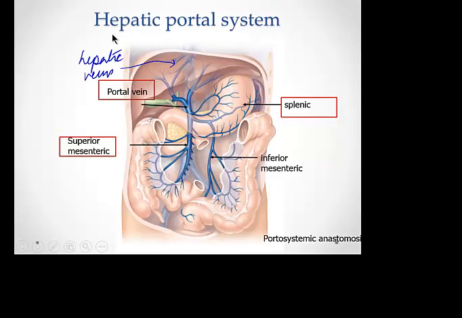Let's look at this portal system which I just mentioned. There are three main veins that you should be aware of. Just as the inferior vena cava was formed by the union of the two common iliacs, this portal vein, also known as the hepatic portal vein because it's going to the liver, is formed, as you can see, by the splenic vein and the superior mesenteric vein. So the splenic vein like this, the superior mesenteric like this, join together to form the portal vein.